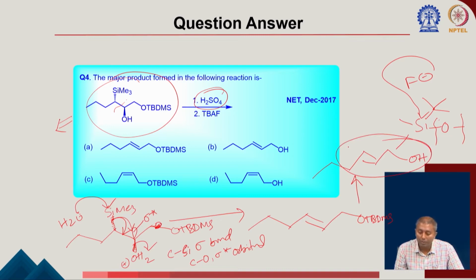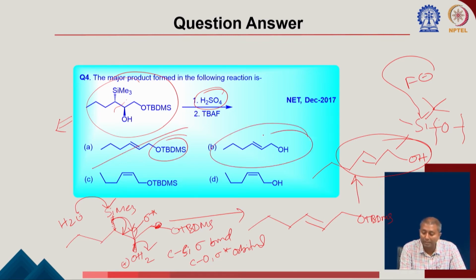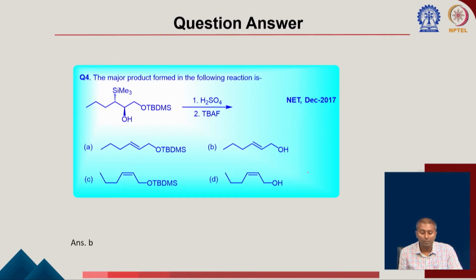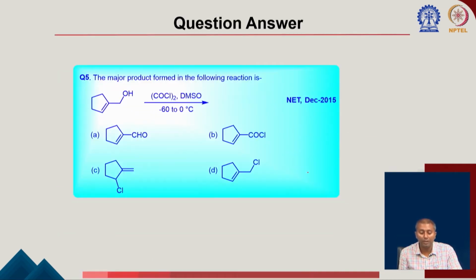Okay. So let's look into all the options. Your TBDMS cannot survive, so option A is not correct. Option B is correct because you can see the allylic alcohol is forming. Neither C nor D is correct. So B is the correct option. So let's go to the next problem here.